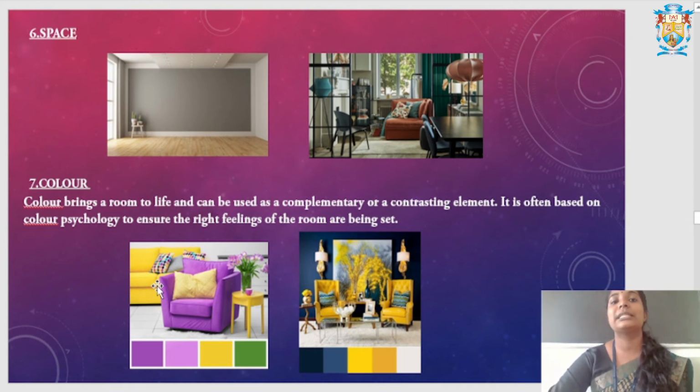Now, for an example, see the board. The first one is empty space. That is a negative space. The second picture is filled with furniture. That is a positive space. So next we'll see what is color.